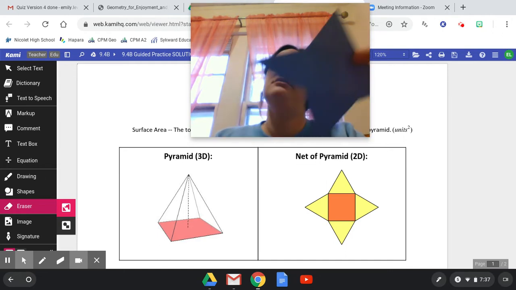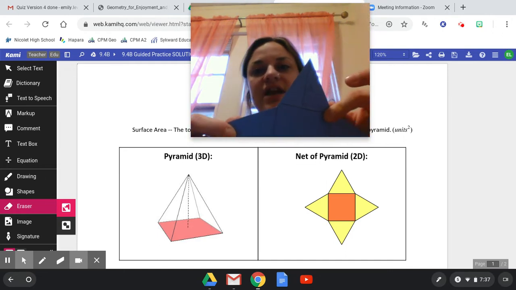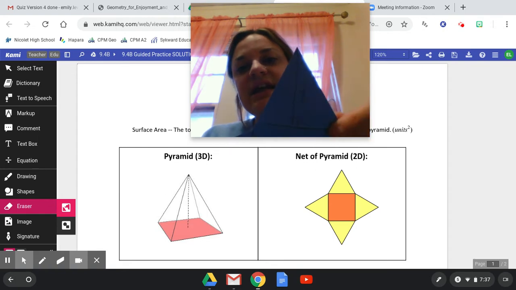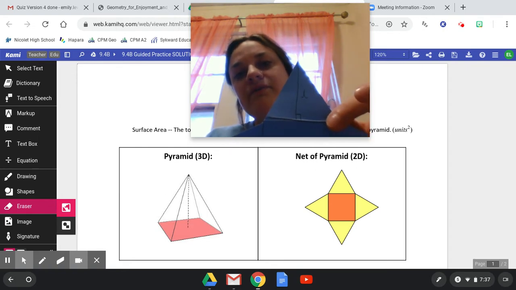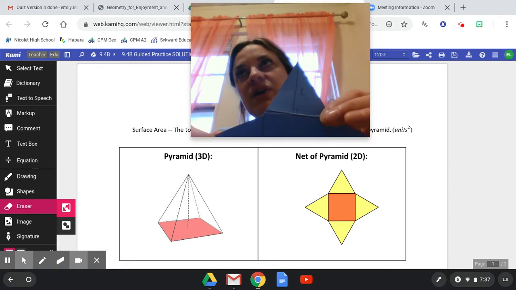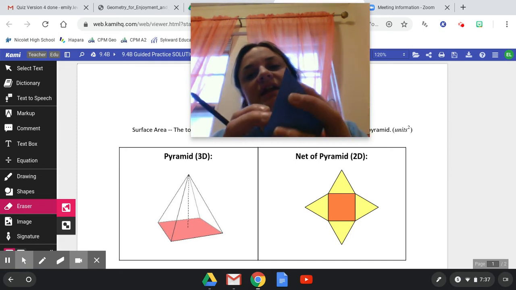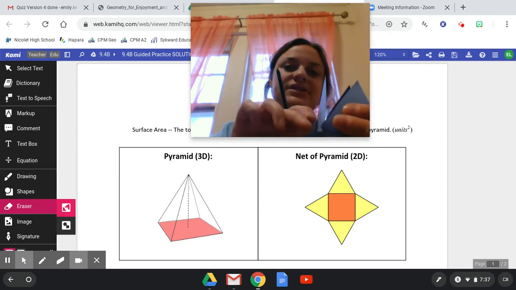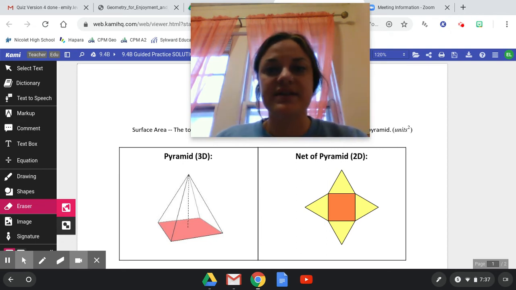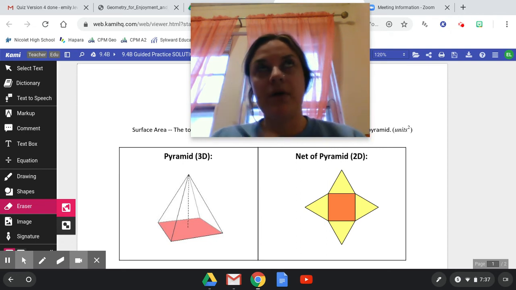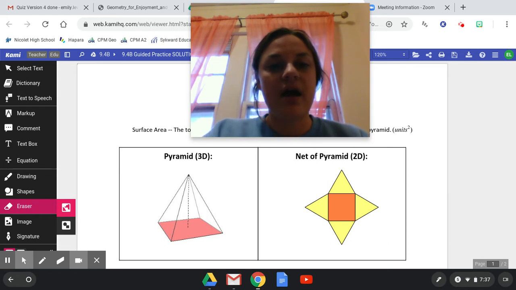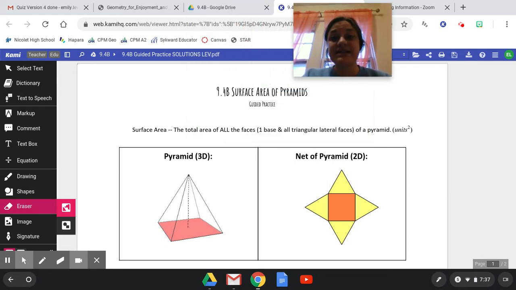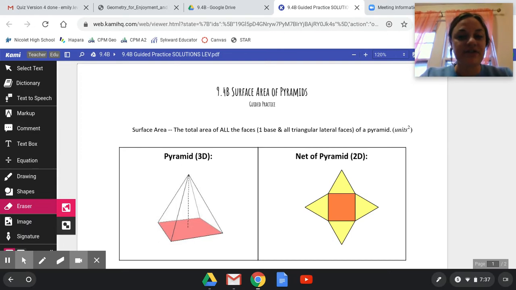that's when you flatten out the pyramid and it looks like this. That's your net. The slant height is the height of one of those triangles that goes along the side. And when it's actually in its pyramid form, that slant height is kind of on a diagonal. That's why it's called the slant height, but it's the height of one of those sides. And we'll be using that today to help us find the surface area.